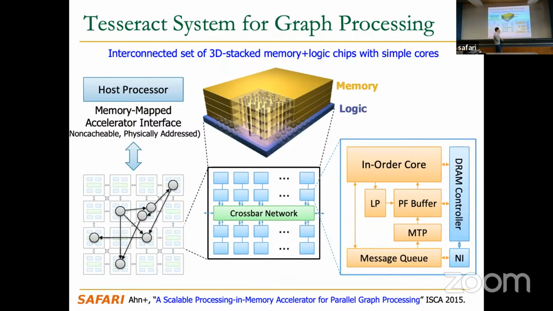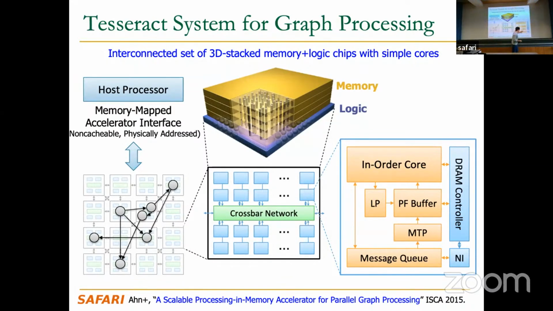If you look at the internals of each of these cores, you'll see that it's pretty simple. It's just a small in-order core, not a surprise, right? If we put here a much more powerful core, it will also generate much more heat, and that might raise the temperature over the levels that are tolerable by the 3D stack memory. So we have this in-order core that is pretty simple, and then there are a few more components.